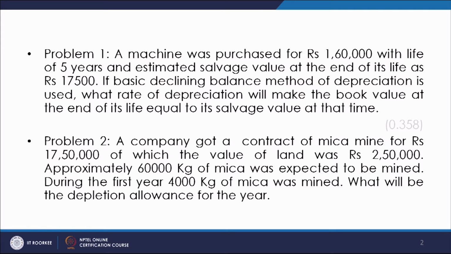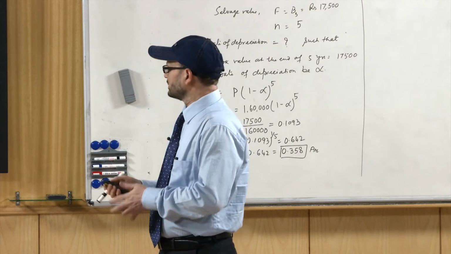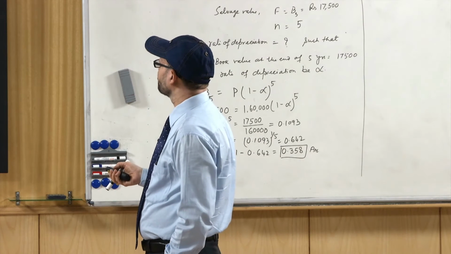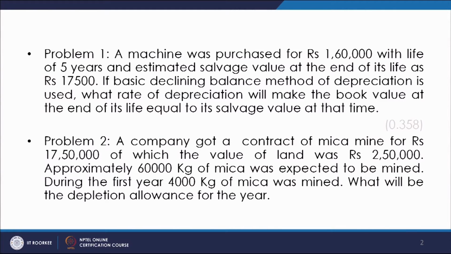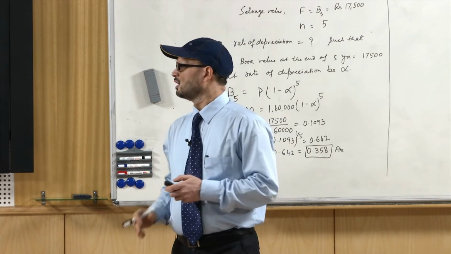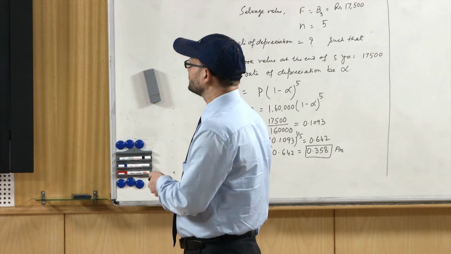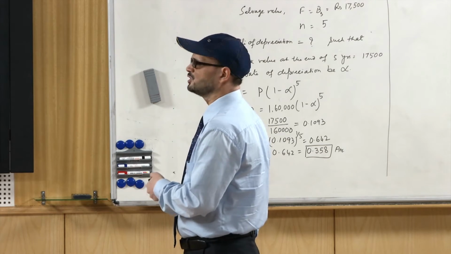During the first year 4,000 kg of mica was mined. What will be the depletion allowance for the year? This is a problem based on depletion. In this there are two costs, one is the contract cost of 17,50,000, of which the land value was 2,50,000. Basically the land is non-depreciable, so this will not be considered while calculating the depletion charge.